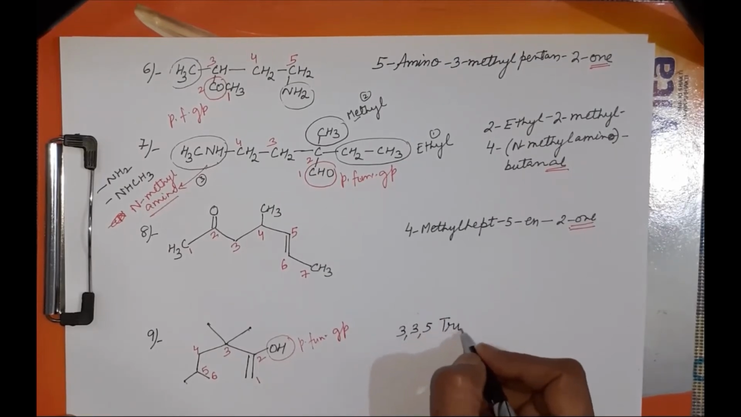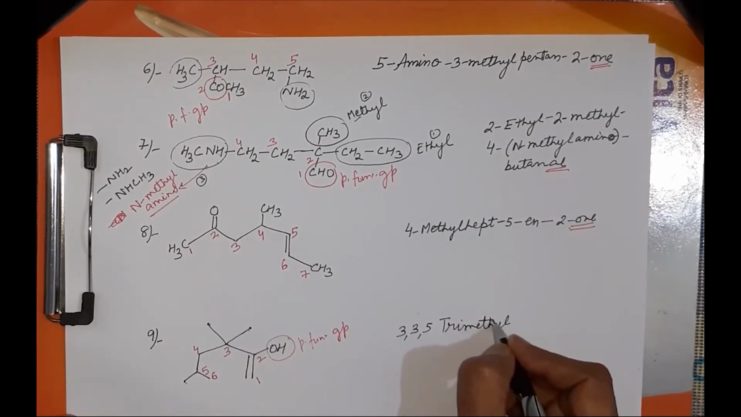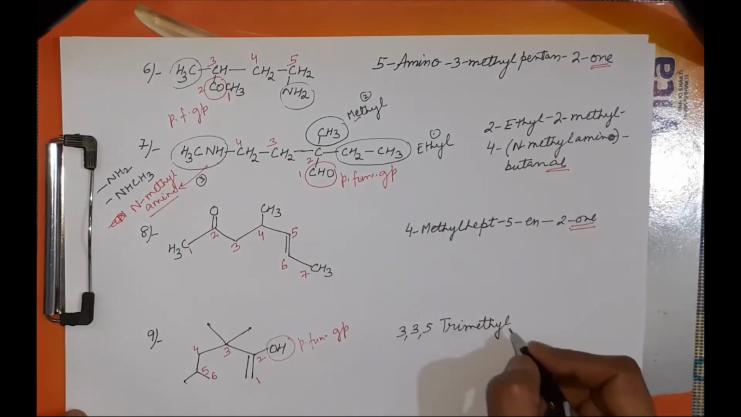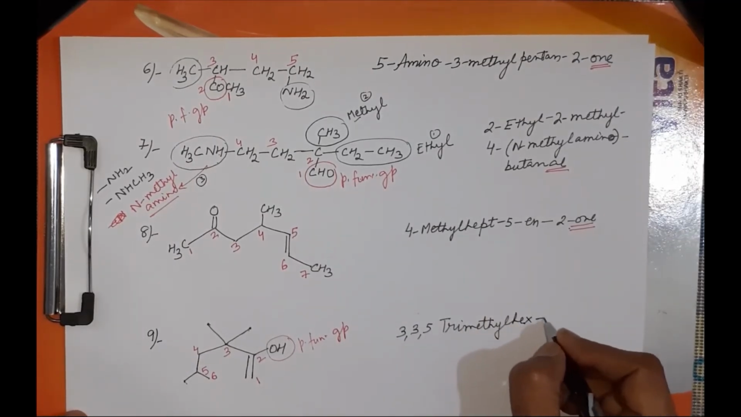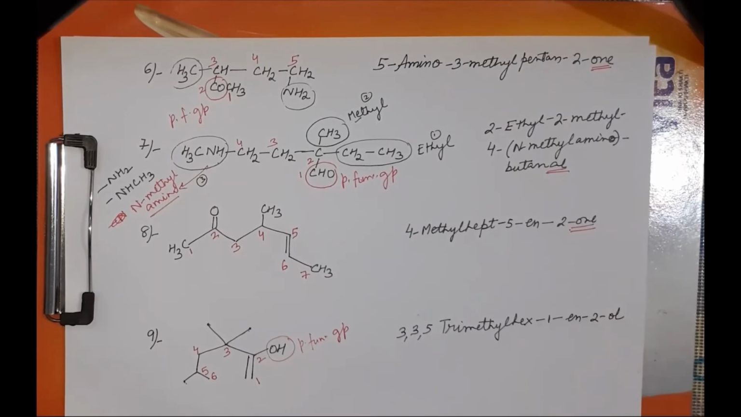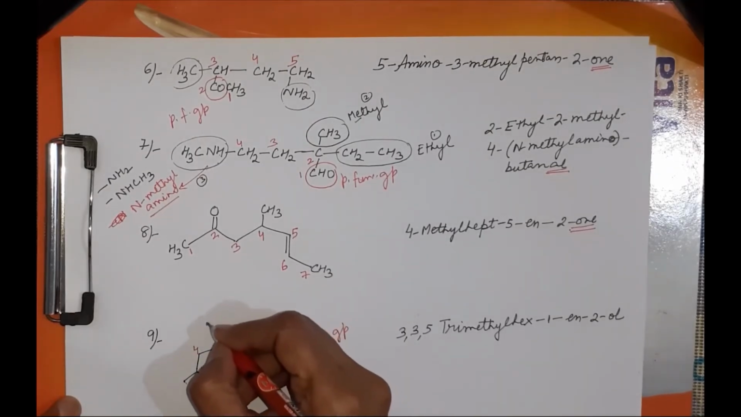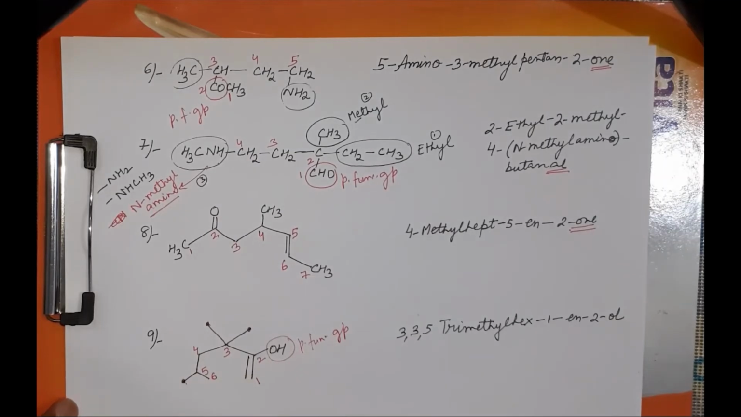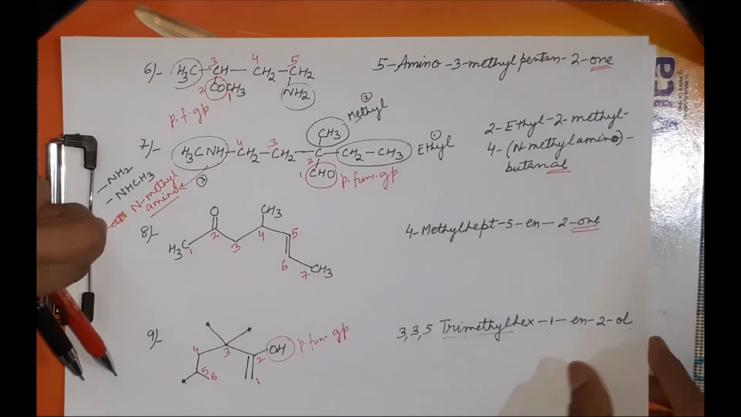3,3,5 trimethyl. 3 methyl groups are there. Trimethyl hex, 6 carbon chain, hex 1 in 2 ol. So again I will repeat 3,3,5. We know these are the terminal carbon atoms 1, 2, 3, which means they are the CH3. 3 methyl groups are there. So 3,3,5 trimethyl hex, 6 carbon atom parent chain, hex 1 in 2 ol. So this will be the name in this case.